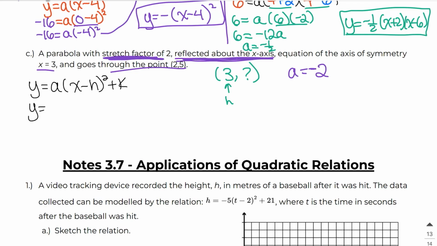So I can go ahead and plug in all the stuff that I know here. So I can replace the a here with negative 2. I can write x minus 3 because I know the h value is 3, squared. But this time, instead of trying to solve for a, I'm going to try to solve for k. So I'm going to use the last piece of information that's given to me, which is that it goes through the point (2, 5). So just like we've always done, I'm going to replace the y with the 5, the x with the 2. I'm going to copy everything else down exactly how I see it. And then I'm just going to evaluate and solve for k.